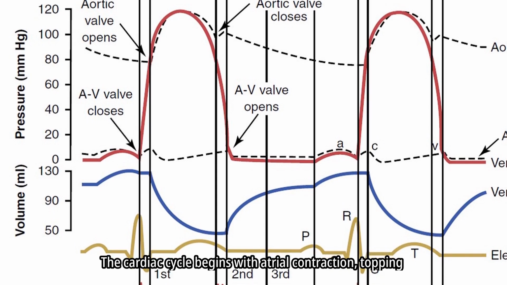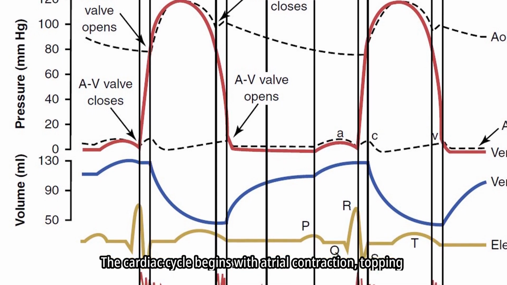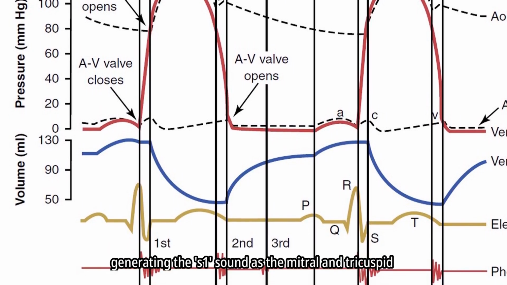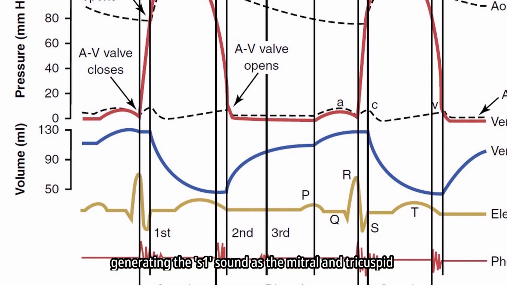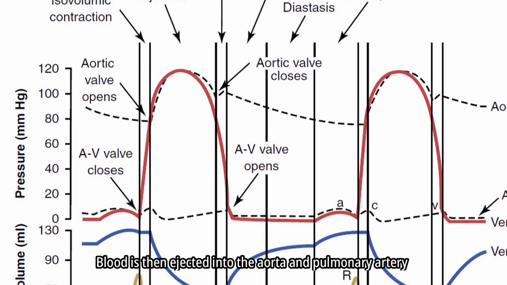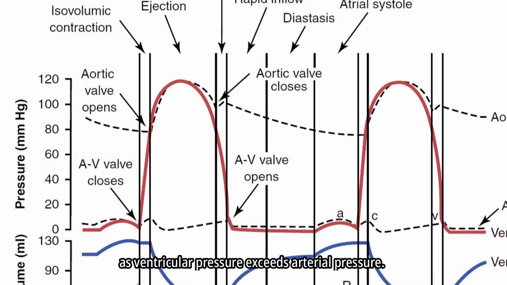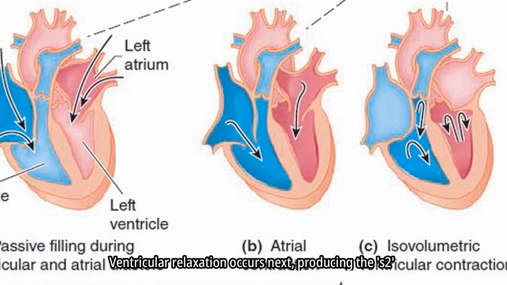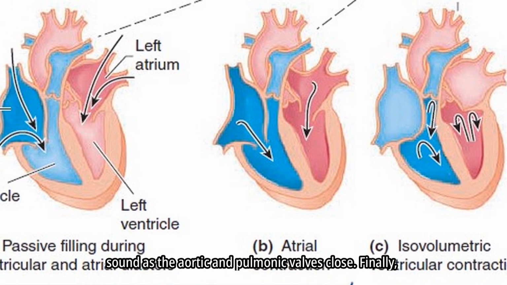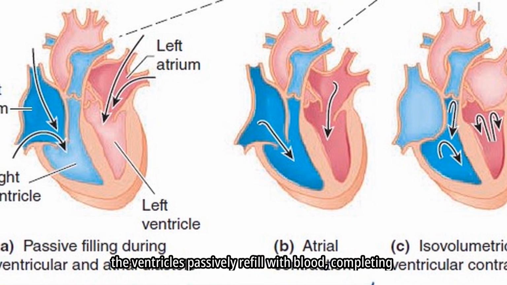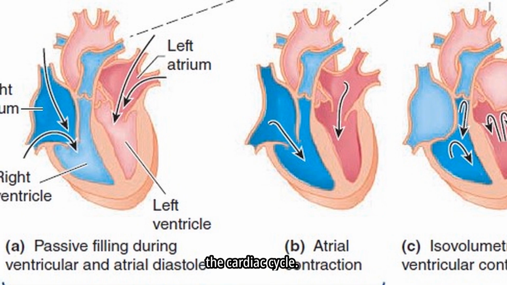The cardiac cycle begins with atrial contraction, topping off ventricular volume. Ventricular contraction follows, generating the first heart sound as the mitral and tricuspid valves close. Blood is then ejected into the aorta and pulmonary artery as ventricular pressure exceeds arterial pressure. Ventricular relaxation occurs next, producing the second heart sound as the aortic and pulmonic valves close. Finally, the ventricles passively refill with blood, completing the cardiac cycle.